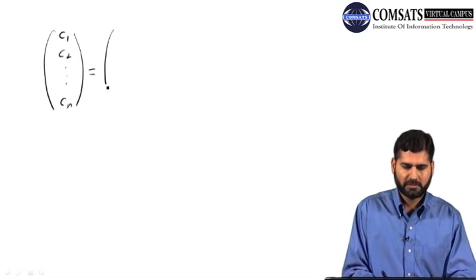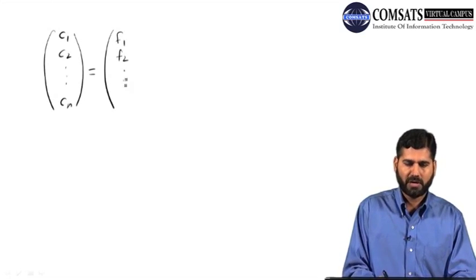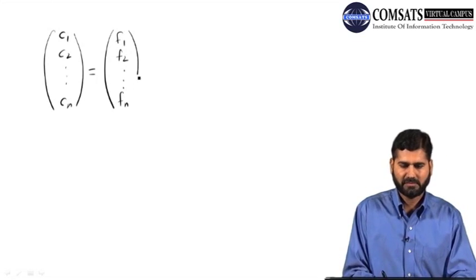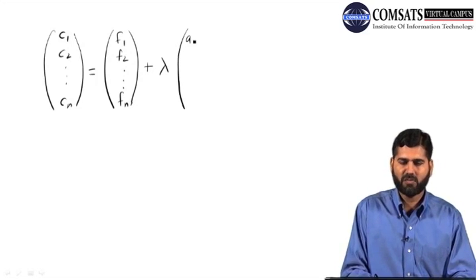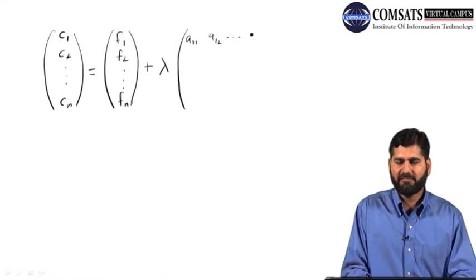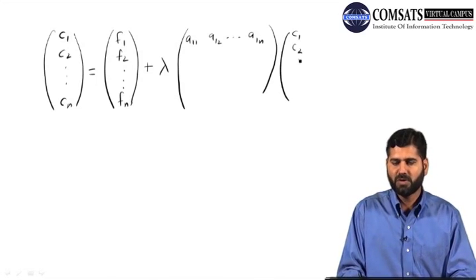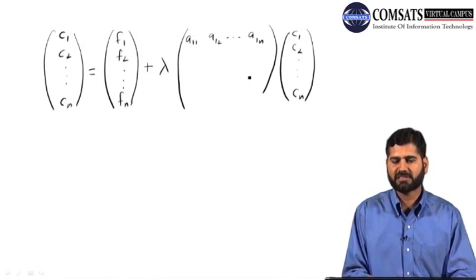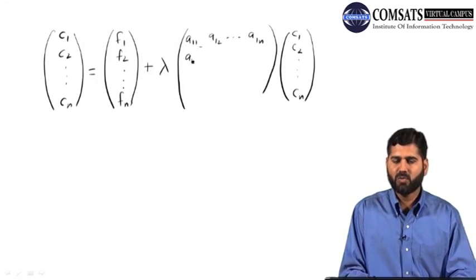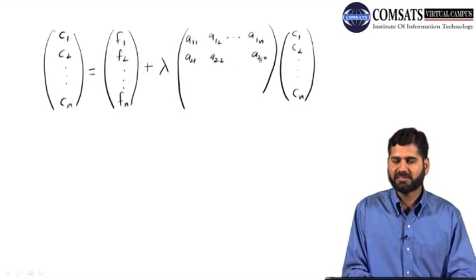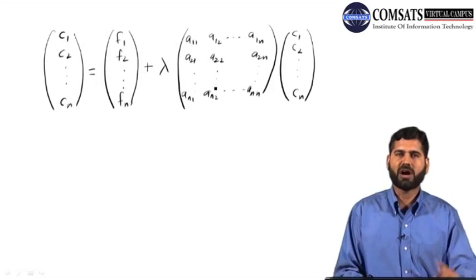is equal to f1, f2 up to fn, plus lambda, and A is being multiplied. So a11, a12 up to a1n are being multiplied by c1, c2 up to cn. So this is your first equation, a11 c1, a12 c2 up to a1n cn. Similarly, a21 c1, a22 c2 and a2n cn. So on, an1 c1, an2 c2 and ann cn. So this is your matrix. This is what you got in that slide.